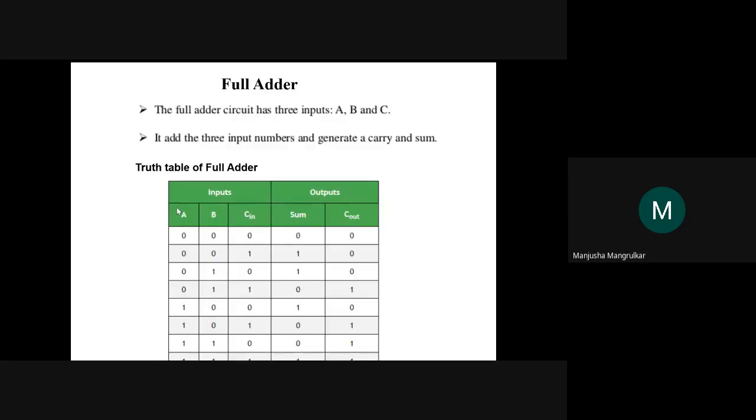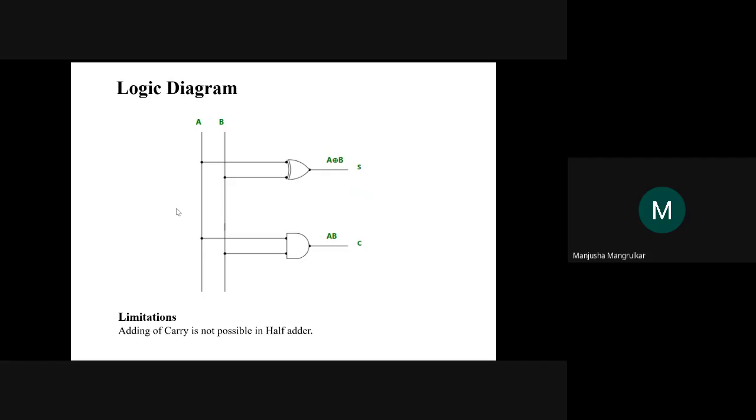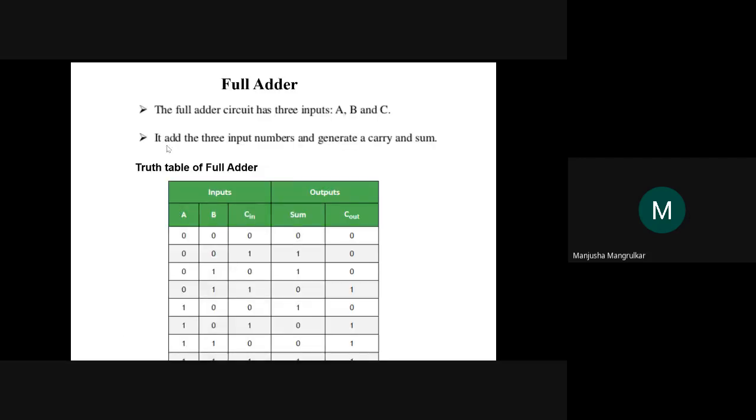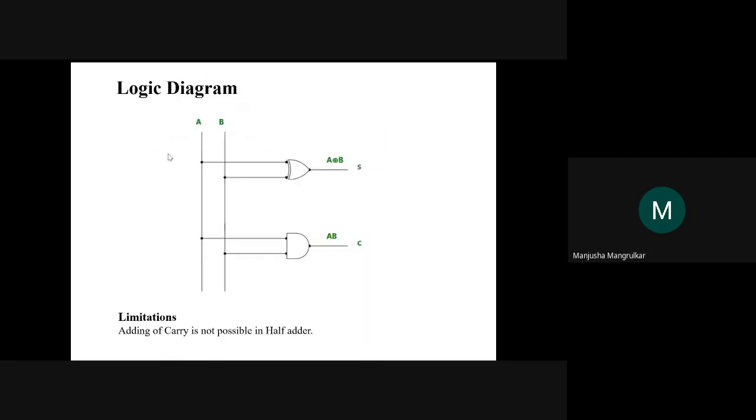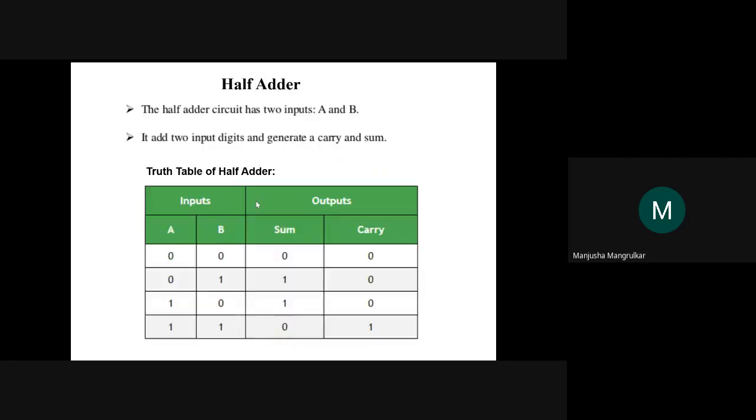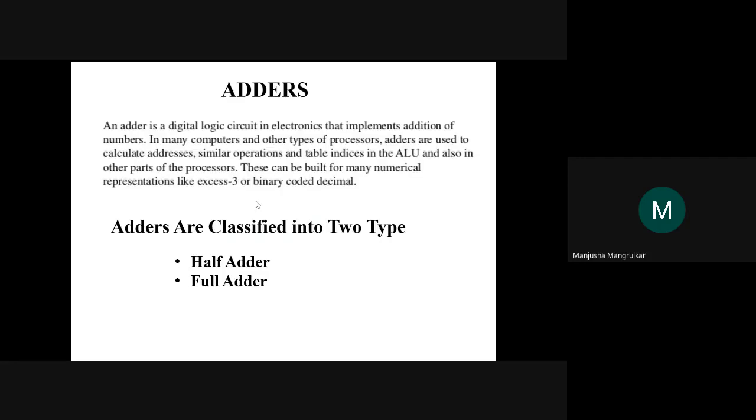If it is a half adder circuit, when two inputs are there, both the inputs are XORed, A and B. If there are three inputs, then A XOR B XOR C. So that is the beauty of the adder equation.